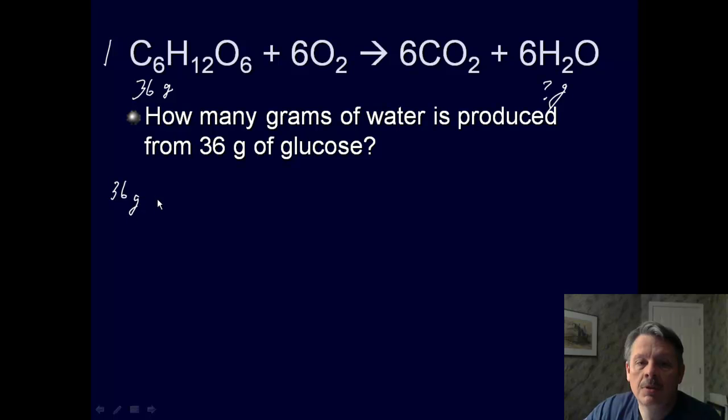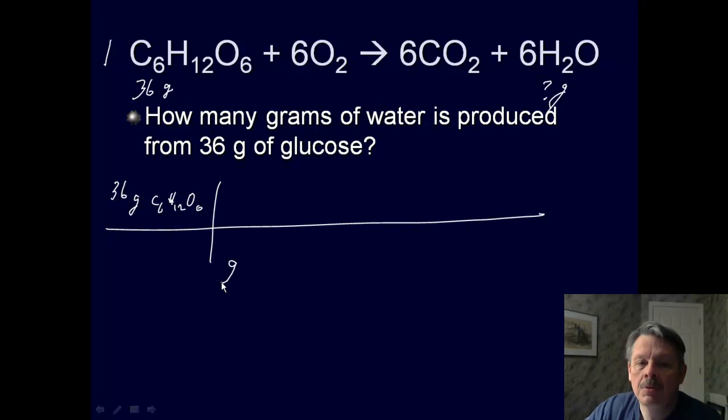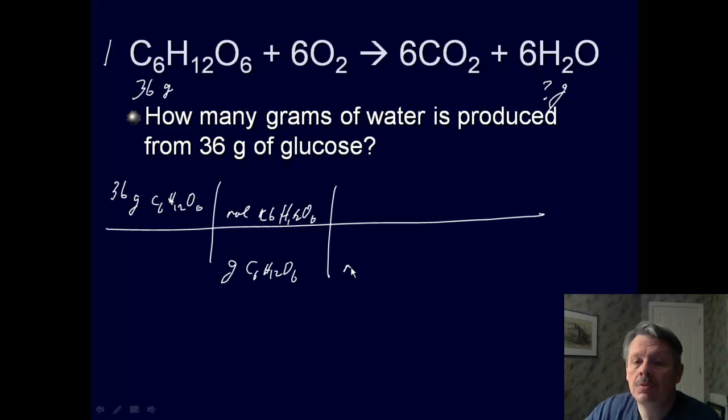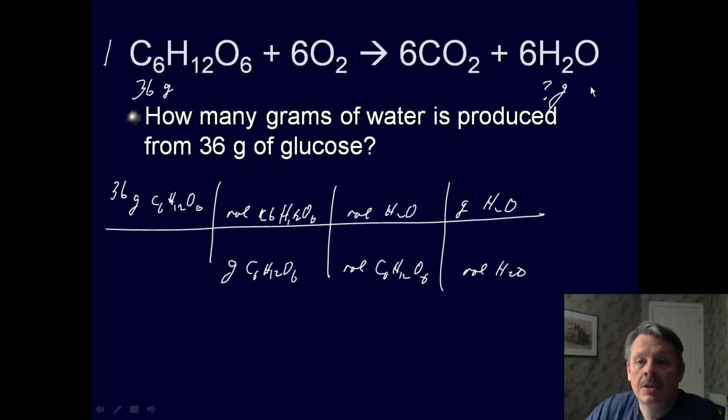36 grams of glucose, C6H12O6, and I have to get rid of grams of glucose, and I have to go to moles of glucose. That's exactly what we did last time. And now we go from moles of glucose to moles of water, because we want to go to water this time. And then we have to go from moles of water to grams of water. All right, and that's where I want to end, because that's my final target.